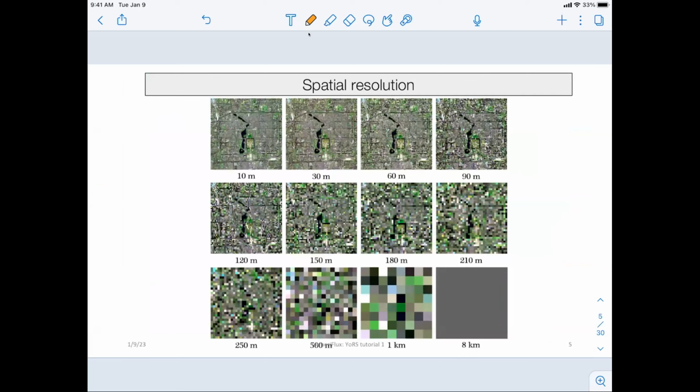Spatial resolution, this goes really without saying. This is just an image of a city as we increase pixel size, and there's obviously information lost, and then information gets sort of aggregated at these larger pixel scales.